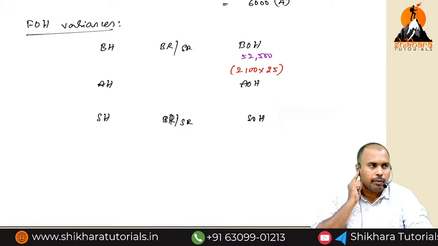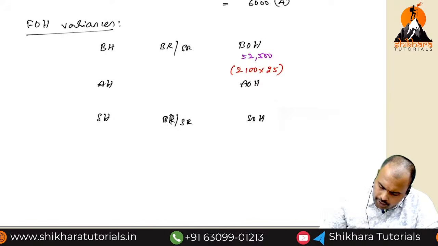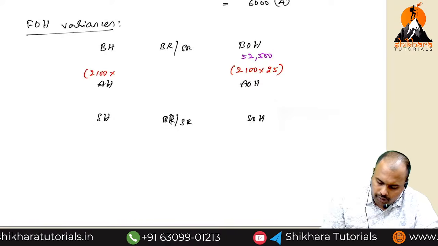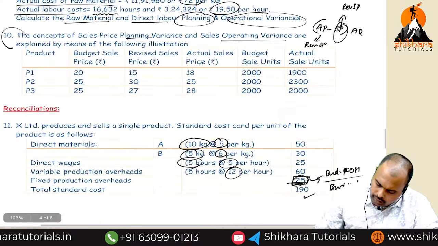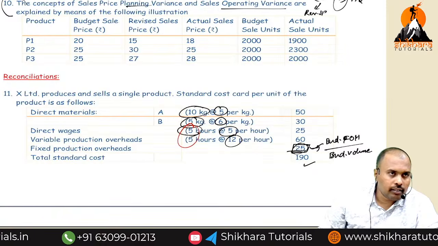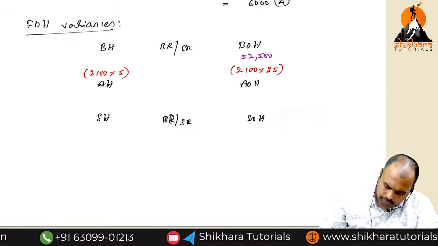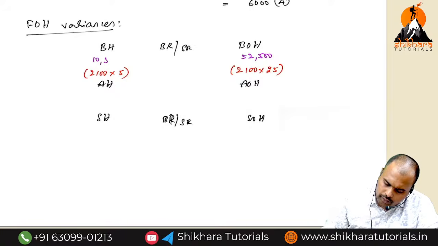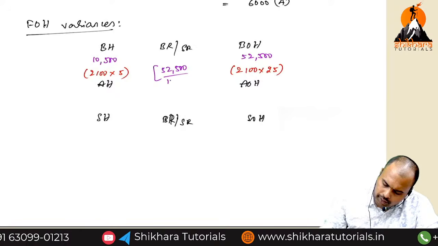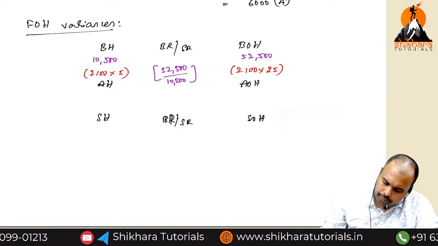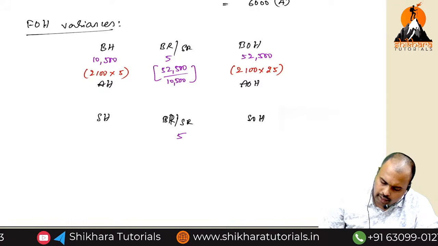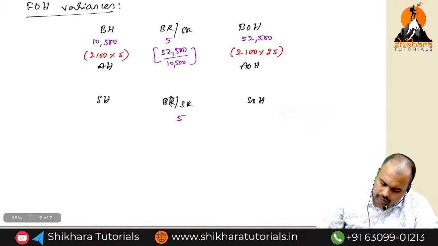Budget hours is always for budget output, which is 2100 into 5 per hour. They told how many hours are required as per budget, 5 hours. So it has to be 10,500. Then what should be the rate? 52,500 divided by 10,500. 5. This is 5. This also has to be 5. Standard hours has to be the same as earlier, which is 10,000.